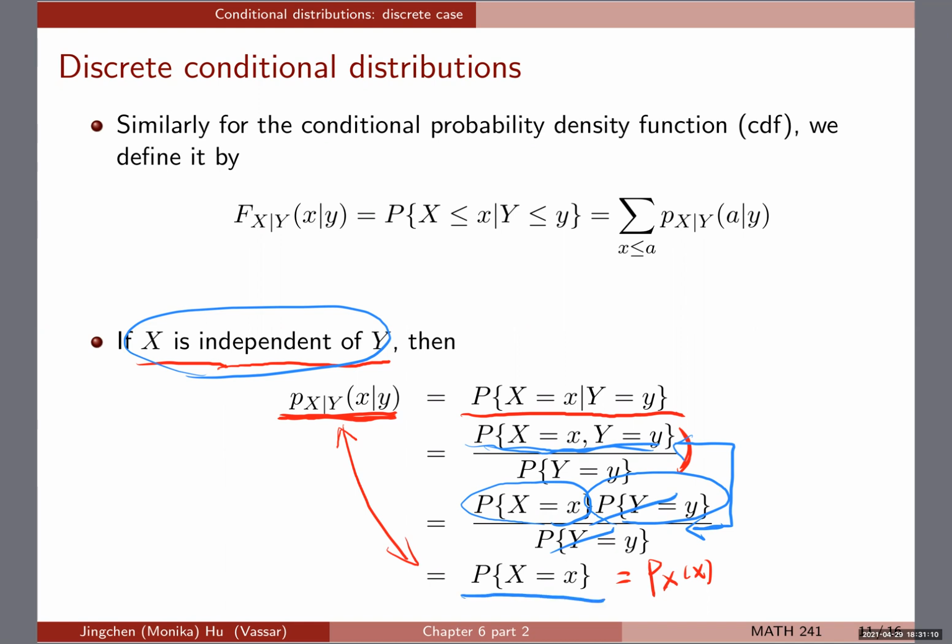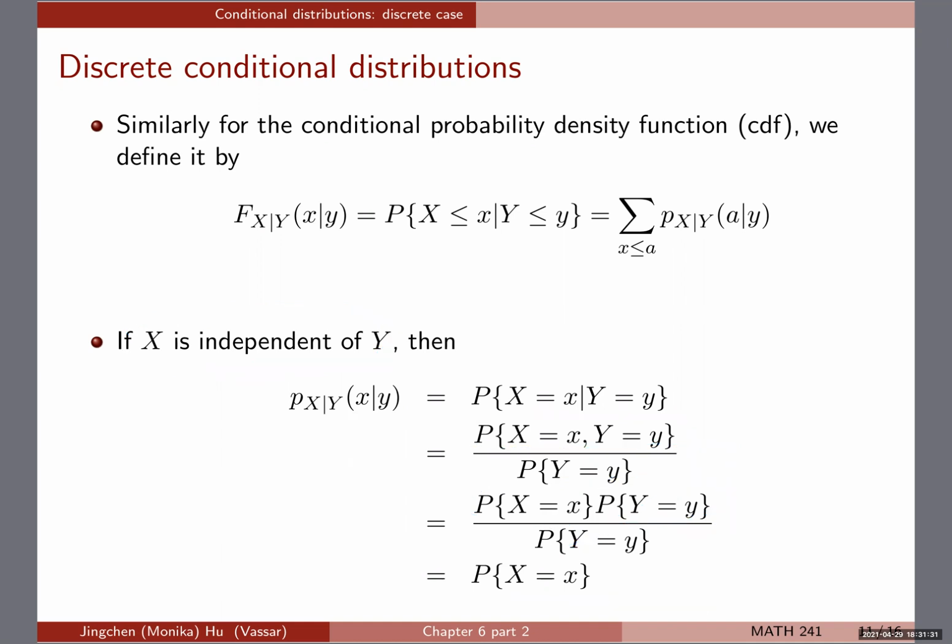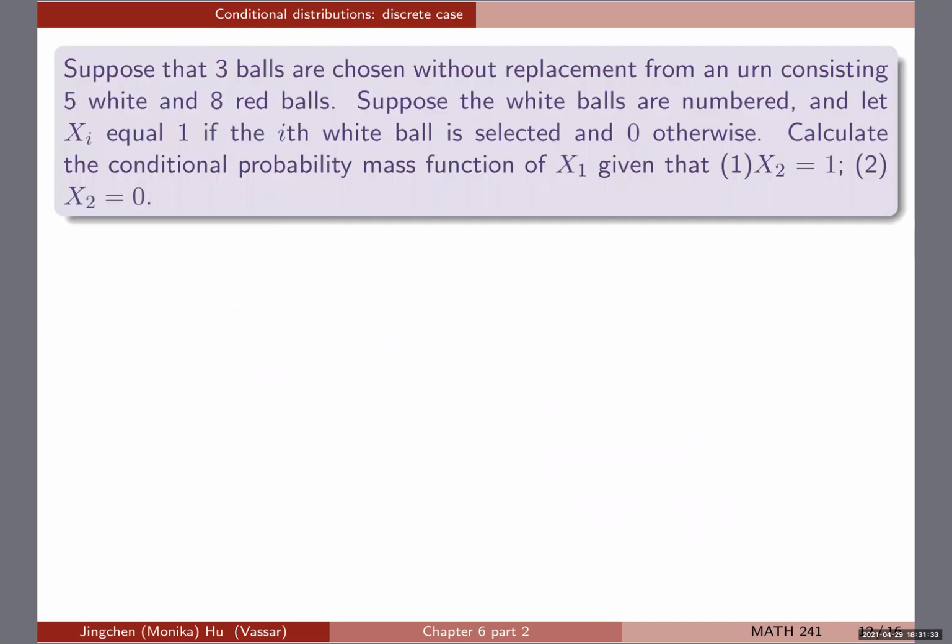Intuitively, hopefully it makes sense as well: if X is independent of Y, knowing Y does not affect anything about your X. So you will have this result even without doing the math. But I would highly recommend you think it through and feel comfortable about everything we do. Okay, so let's wrap this up with an example.